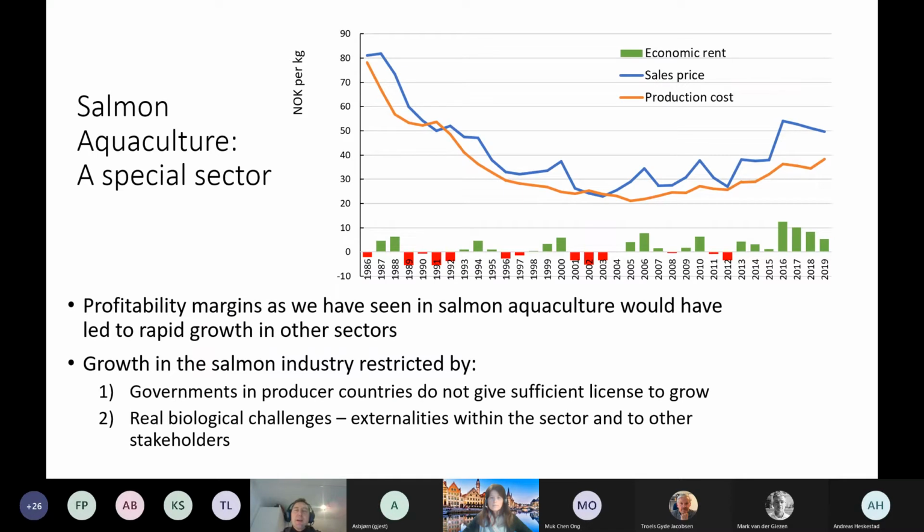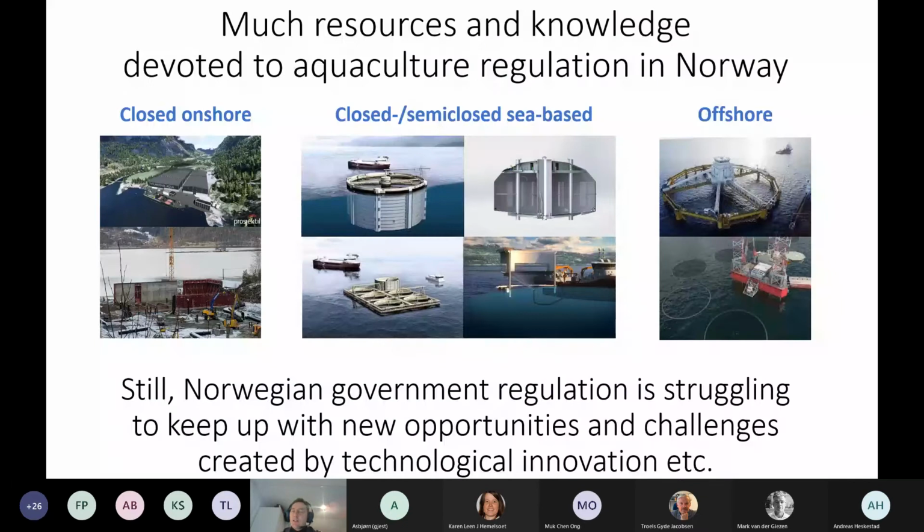What we have seen is that this is an industry with profitability margins that would normally have led to rapid growth in other sectors, but that's not happening. And the reason is that the growth is restricted. It's partly because of governments that do not give license to grow, but it's also related to real biological challenges. So animal health issues, like Mark talked about, is a big part of the story here. So what we economists like to say is that there are externalities within the sector and to other stakeholders that limit the growth.